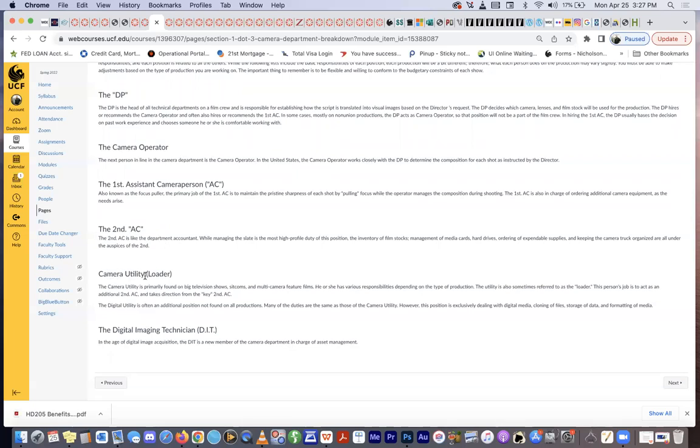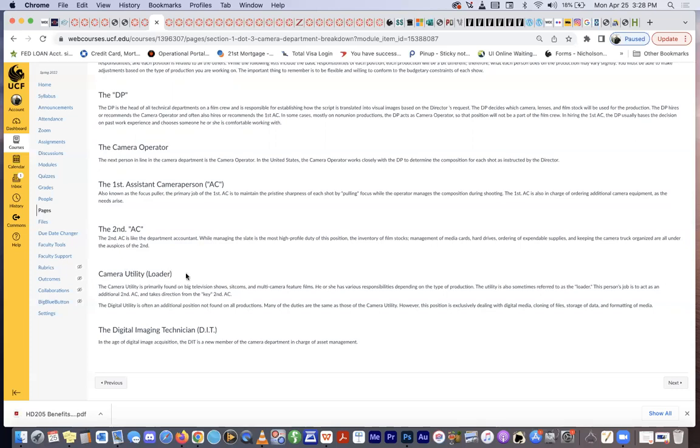So it's kind of like having an additional second AC on staff who's doing the asset management, whether it's on film or on digital, keeping track of data cards, keeping track of exposed rolls of film, packaging film to be sent to the lab for processing, or cloning, cataloging, and distributing digital files on a digital film shoot. So this is kind of a luxury on a lot of lower budget productions. Larger budget film and television usually provides for this individual on the camera crew.